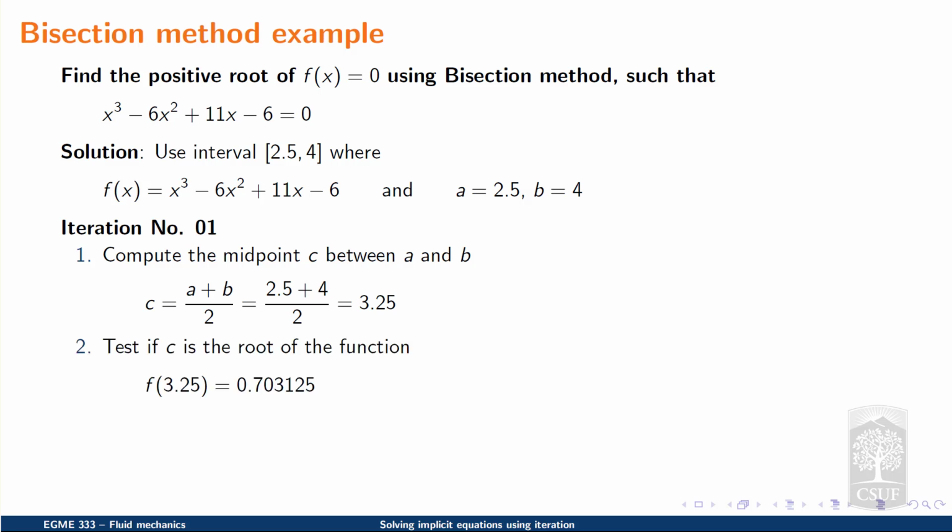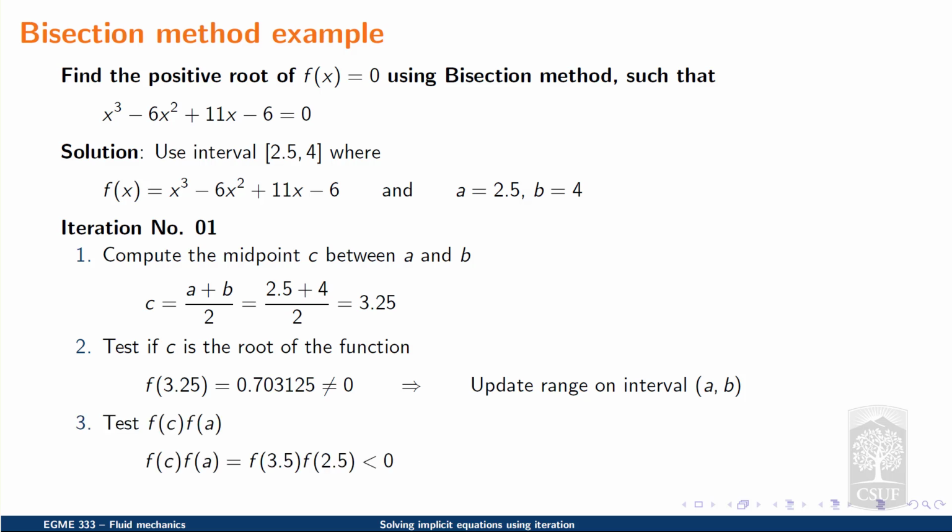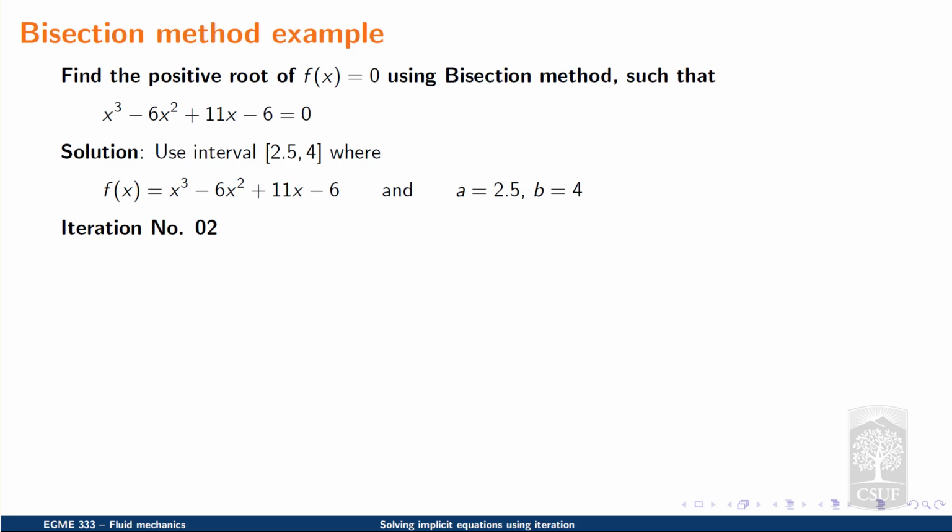Once we have the value c, we test whether or not c is the root of the function f of x. When we plug in x equals 3.25 to the function f of x, we get a value of 0.703125. Clearly not the root of the function. So we must determine, do we update the value a or do we update the value b? In the following step, we test f of c times f of a. And in this case, the product of f of 3.5 times f of 2.5 yields a negative quantity. Therefore, we'll set b to equal c, so the new value of b becomes 3.25. So this completes the first iteration, and we move on to iteration number 2 with a new updated range for a, b.